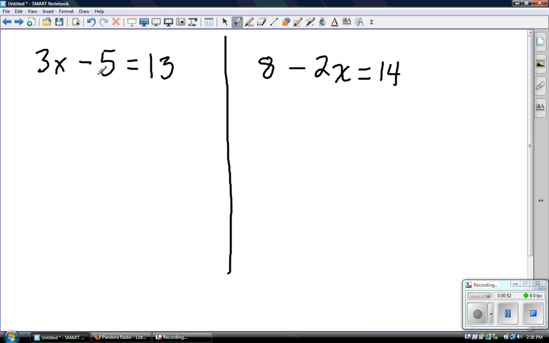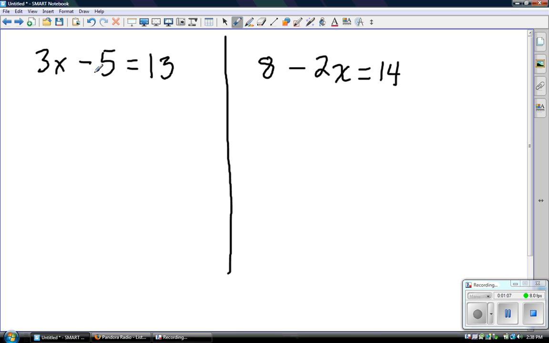The reason for that is that algebra is like doing things backwards. You're undoing something to figure out what x is and to get it by itself. And with regular order of operations, we always do addition and subtraction last. So in algebra, we do them first.